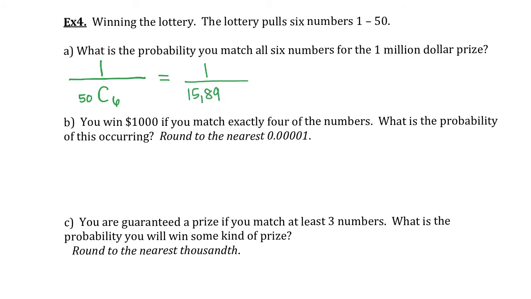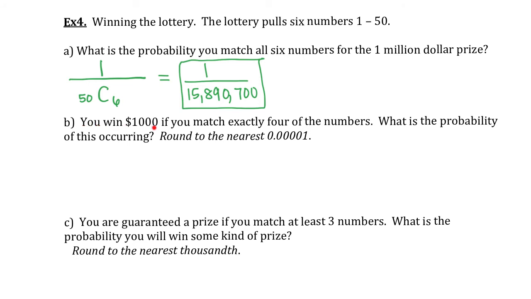Okay, and then part of this lottery, the probability would be 1 out of 15,890,700. Okay, now let's consider some other scenarios, because you're probably not going to win the jackpot, but maybe you will win some money.